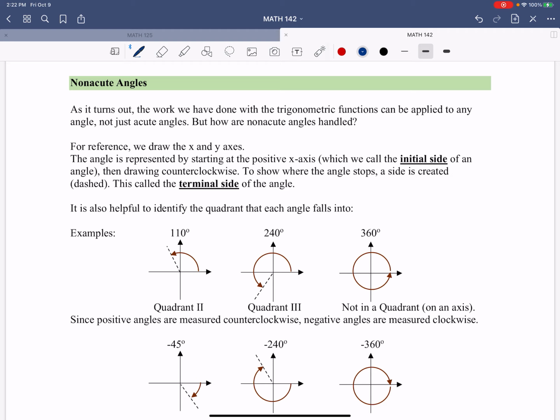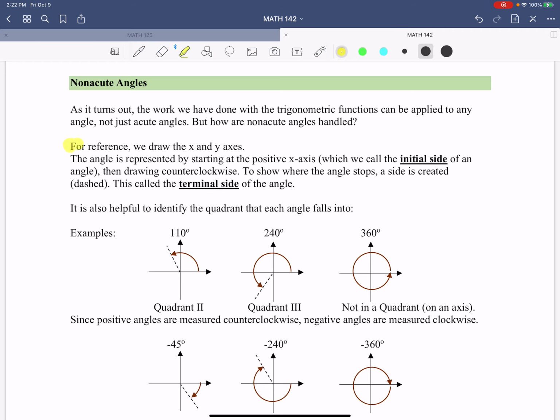So just to get kind of an overview, I'm just going to go through these notes really quickly here. Hopefully you have your copy of your notes handy. So when we're sketching an angle, we use an XY plane, as you can see in these examples below. So we're going to draw our XY axes.